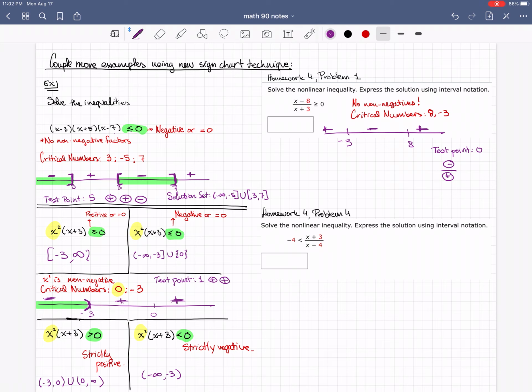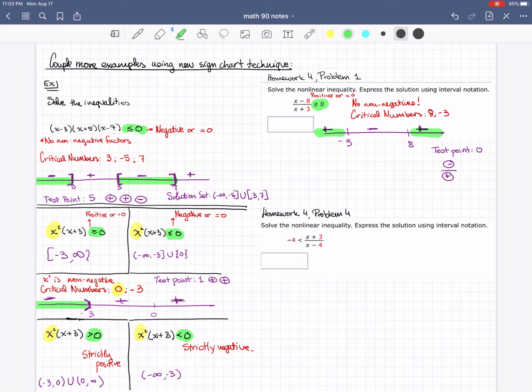There's our sign chart. Now let's look at our inequality. The inequality is asking us, when is this expression greater than or equal to 0? That's positive or equal to 0. I will write that at the risk of things getting a little claustrophobic. All right, let's look here. Where is this expression positive? It's positive when x is to the left of -3 and when x is to the right of 8.